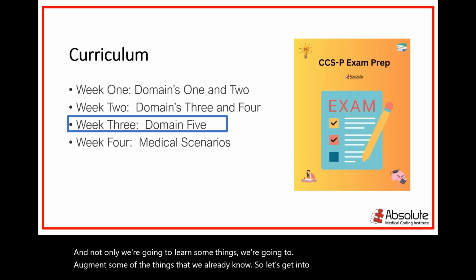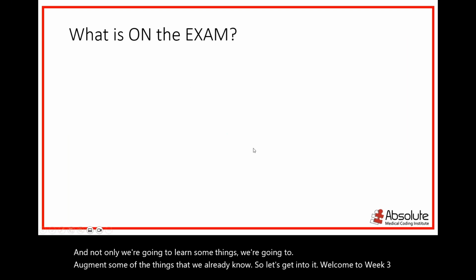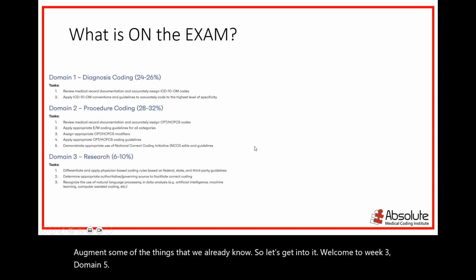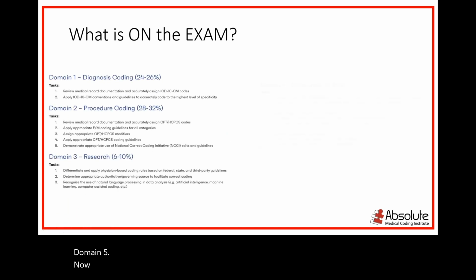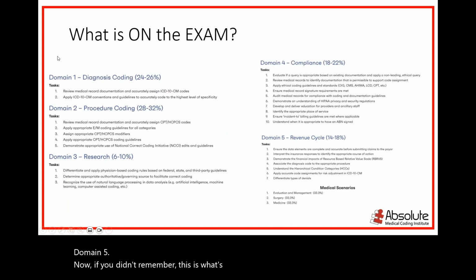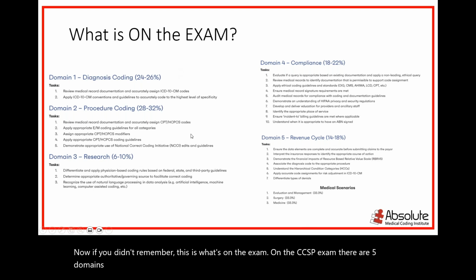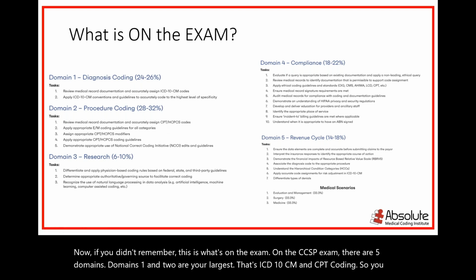Welcome to week 3, domain 5. Now, if you didn't remember, this is what's on the exam. On the CCS-P exam, there are 5 domains. Domains 1 and 2 are your largest. That's ICD-10-CM and CPT coding. So you know what? We should feel pretty good.